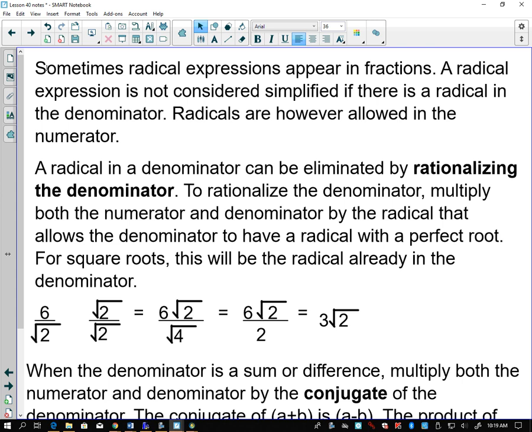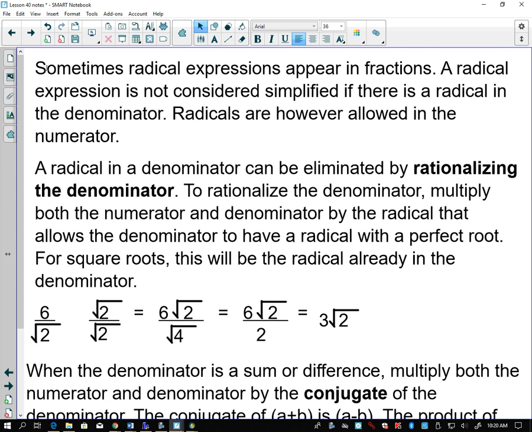Okay? Because if I multiply something by 1, I continue to get the same value, although maybe in a different format. So what I'm going to do is multiply by the radical that's in the denominator over the radical that's in the denominator. So if I have 6 over radical 2, I'm going to multiply by radical 2 over radical 2. Does that make sense? Because this is equal to 1.